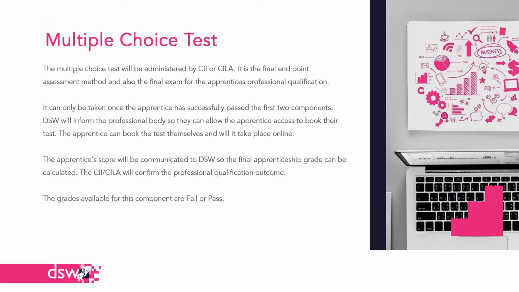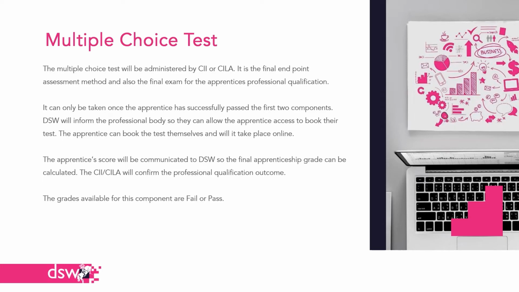Multiple choice test. Once the apprentice has successfully passed the portfolio-based professional discussion and case study test, DSW will inform the relevant professional body that they're ready to take their final exam. The apprentice will then be able to book their test directly with the CII or CILA, depending on the professional qualification they're working towards. As DSW and the CII or CILA will need to communicate regarding specific apprentices, a consent form will need to be completed and submitted at Gateway.